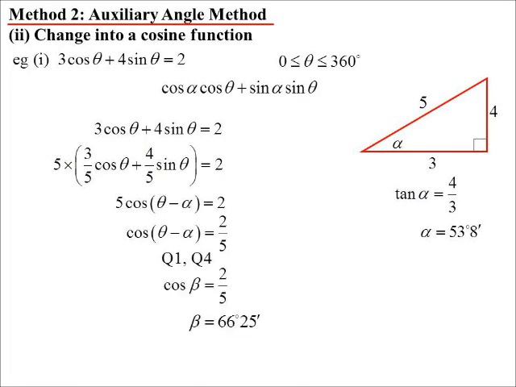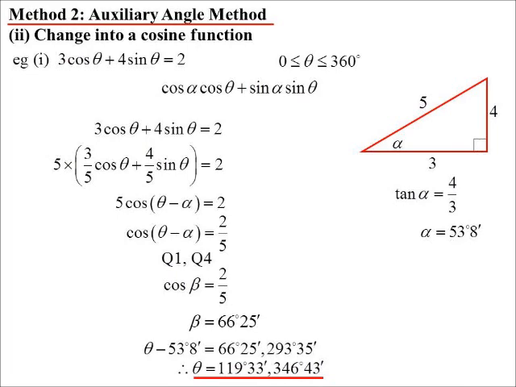Beta is 66.25. So theta minus 53 degrees 8 is either 66.25 or 293.35. Add 53 on. Both of those answers are acceptable. They're in our range. So I've got them. I don't have to do anything to the answers.